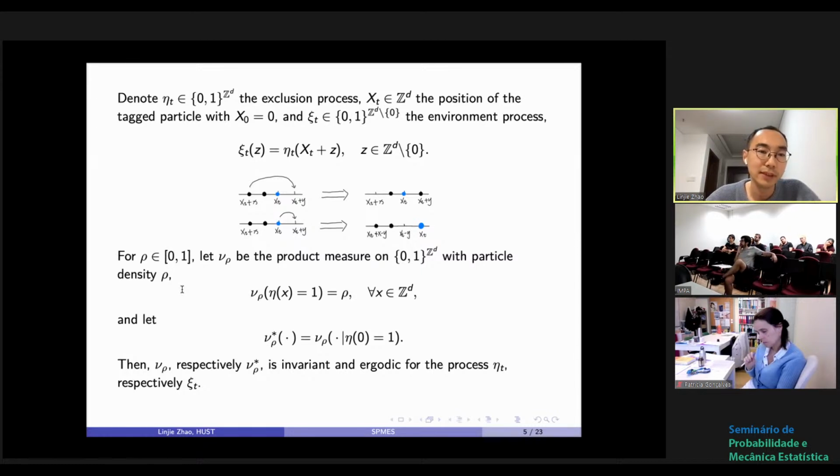For ρ in [0,1], we let ν_ρ be the product measure on the configuration space with constant particle density ρ. And we let ν_ρ^* be the measure ν_ρ conditioned on having a particle at the origin. Then it is well known that ν_ρ and ν_ρ^* are invariant for the exclusion process and the environment process respectively. So if we start the process from ν_ρ^*, this is called the stationary fluctuation.